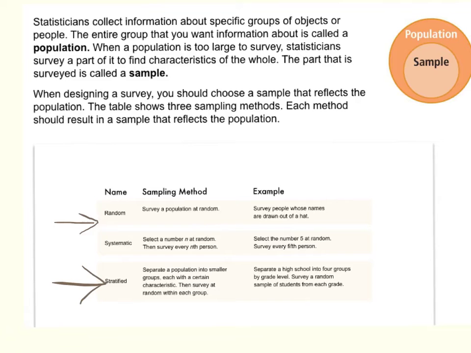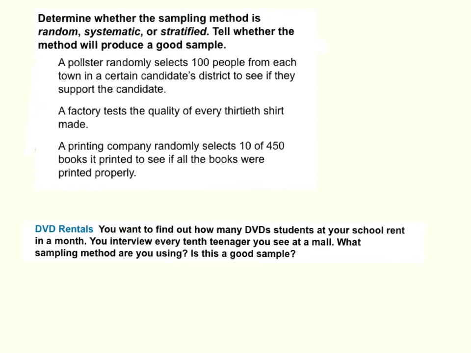Okay, so we want to determine whether our sampling method is random, systematic, or stratified, and we also want to tell whether it's going to produce a good sample. Now, on your test, when you have these questions, there is a right and wrong answer for whether it's random, systematic, or stratified, but when you tell me whether it's going to produce a good sample, I'm going to look at your justification and we'll go from there whether it's a good sample or not.